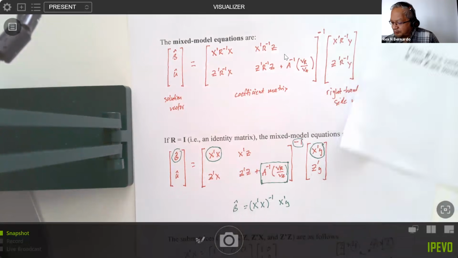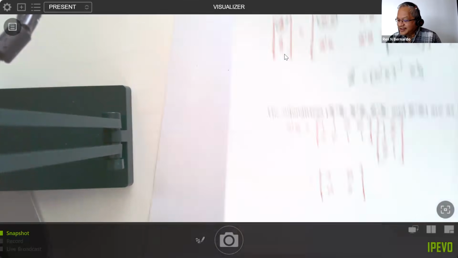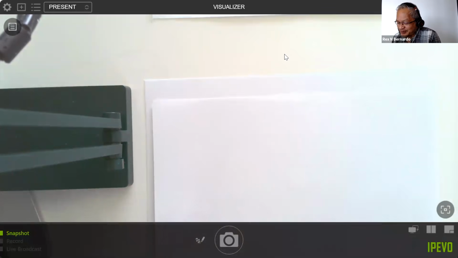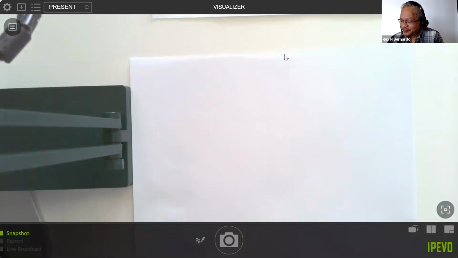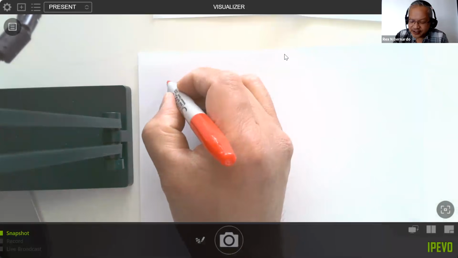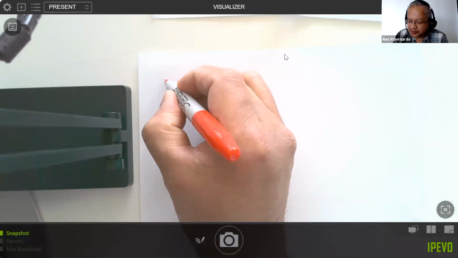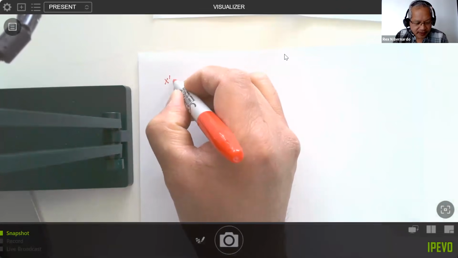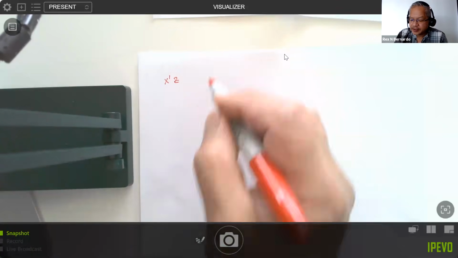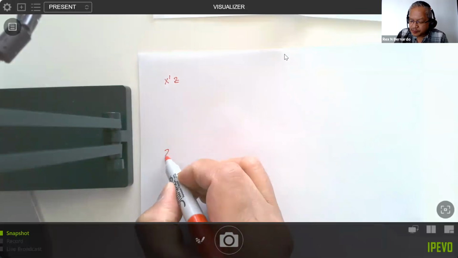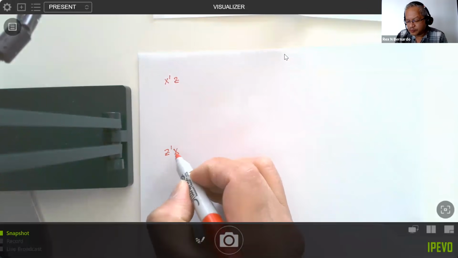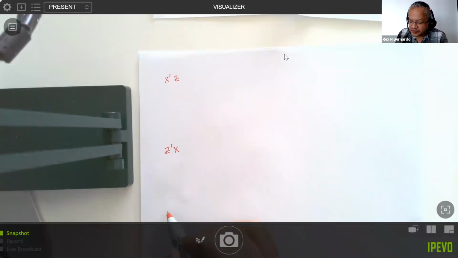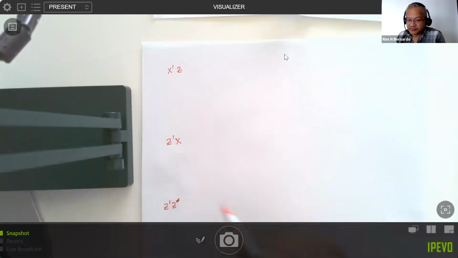Let's see, I need to keep track of all the papers I have here. I usually do this on a blackboard. Okay, so why don't I let you do this as a bit of seat work for yourself? X prime Z, and then Z prime X, and then Z prime Z. Why don't you spend a few minutes trying to figure those out, and then we'll do that together.